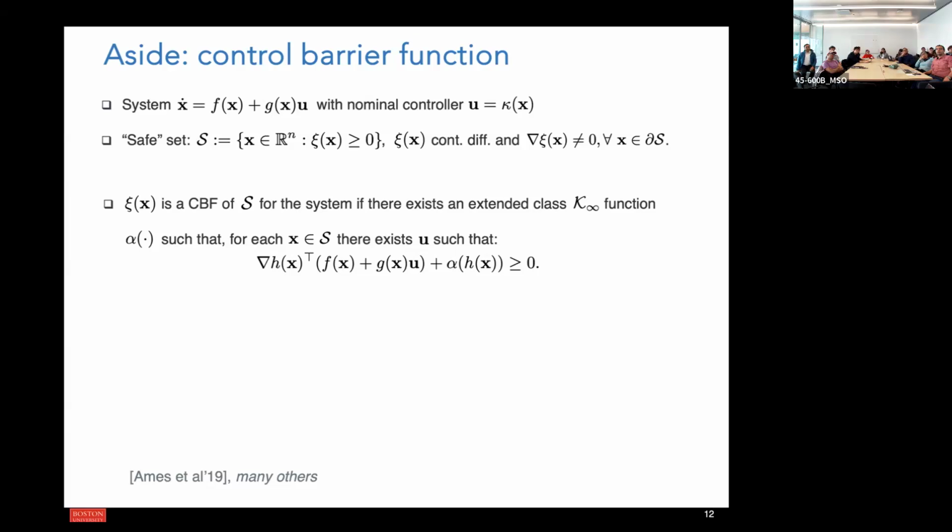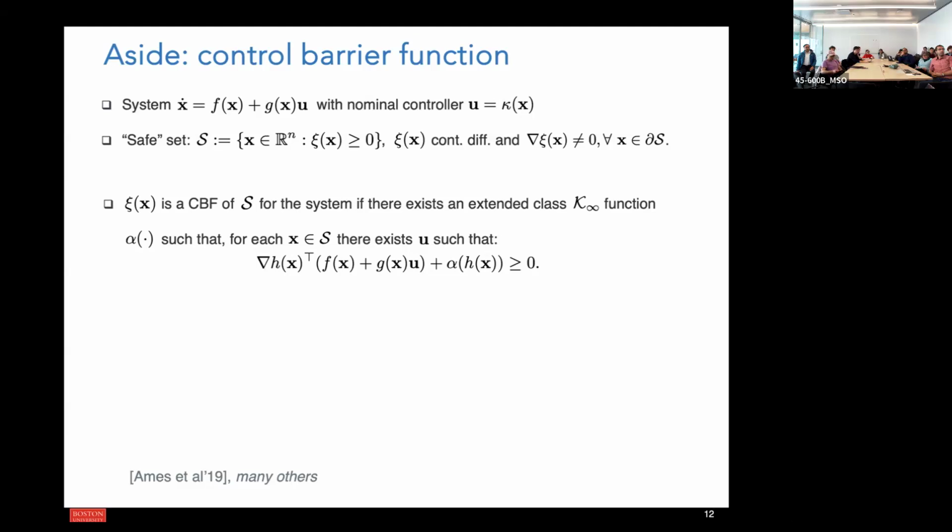a given function that is assumed to be continuously differentiable. And as an additional assumption, we also assume that the gradient of this function is different from zero at any point of the boundary of the set. This is just to go back to the pioneering work of Nagumo in the 40s that outlined a series of assumptions that eventually allow this set to be forward invariant.